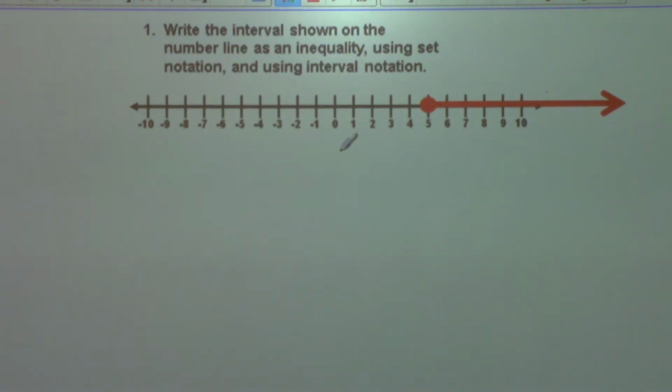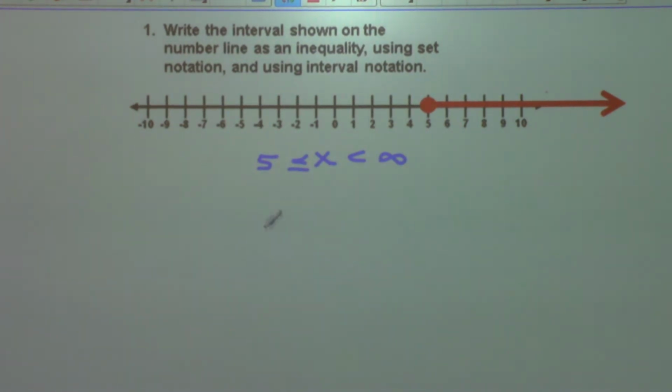Let's go ahead and put an X right in the middle. What do we do next to this X to get inequality notation? Greater, on the left side. So X is greater than or equal to, and what goes over here? 5. And then what goes over here? Less than infinity. Okay, inequality notation.